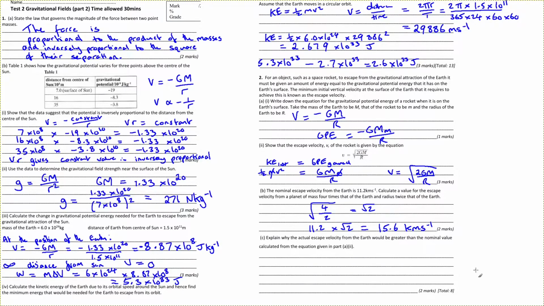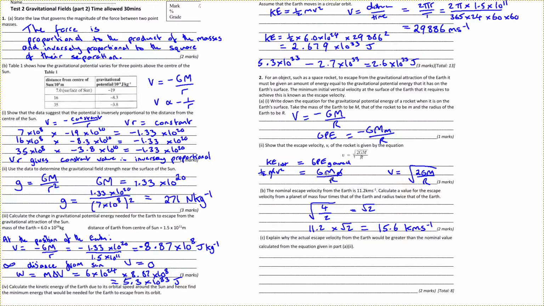Explain why the actual escape velocity from the Earth would be greater than the nominal amount calculated from the equation given in part A. Part 2. Here we're saying that it's 11.2 kilometers per second calculated using this formula. Well, of course, in that formula, all we're assuming is that kinetic energy is just converted to gravitational potential energy. Of course, one thing we have neglected to consider is that the Earth does have an atmosphere. And if you're going to move something through the atmosphere at very, very high speeds, it's going to encounter very considerable air resistance, which is going to convert energy into thermal energy.